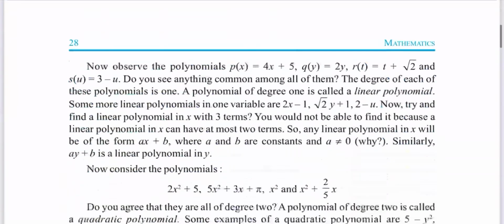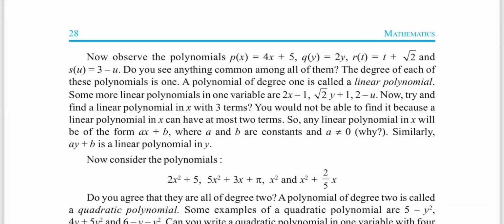Now observe the polynomials p of x equal to 4x plus 5, q of y equal to 2y, r of t equal to t plus root 2, and s of u equal to 3 minus u. Do you see anything common among all of them? The degree of each of these polynomials is 1. A polynomial of degree 1 is called a linear polynomial. Some more linear polynomials in one variable are 2x minus 1, root 2y plus 1, 2 minus u.